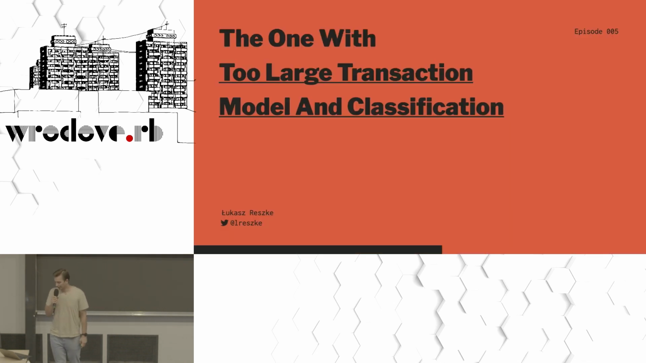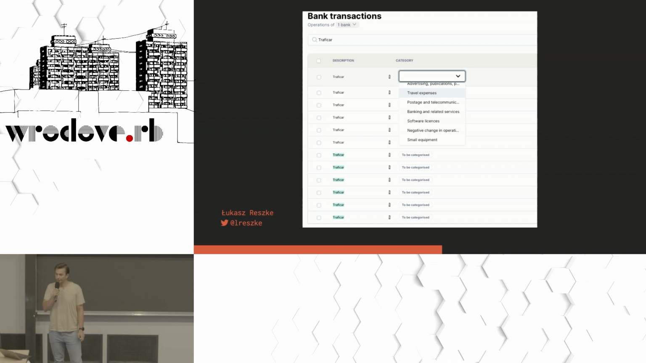Which leads us to another story with transactions, once again. And this one I called the one with too large transaction model and classification. So, as I told you, we have transactions in the system. And we need to classify those transactions to calculate accounting, to calculate cash flow, and other usable reports for the customer. So one way of categorizing your transaction is to do it manually. So as you can see here, I can select whichever transaction category I like for my Traficar transaction.